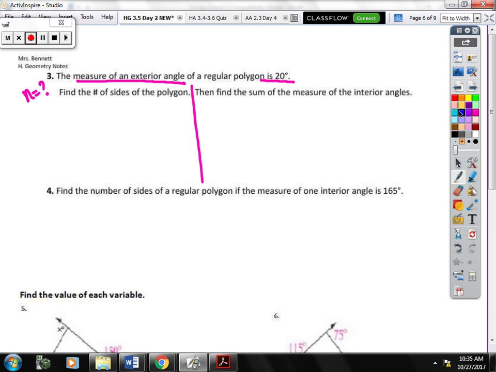So if we're given one exterior angle, we're going to use the formula for an exterior angle, which is 360 divided by n. And I'm not plugging 20 in for n. That's the measure of an angle. That's not the number of sides. So 20 goes in for the measure of that angle. So it goes in on the left.